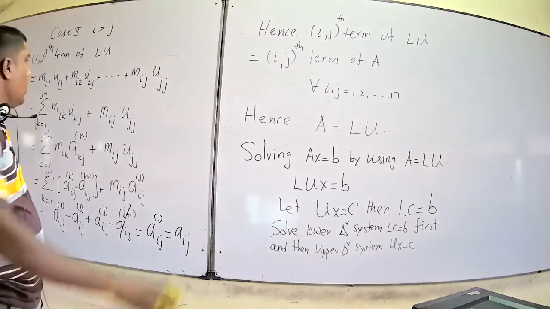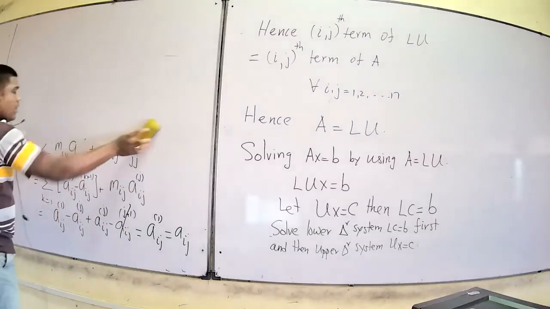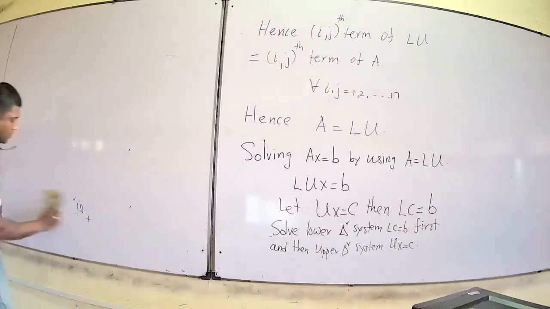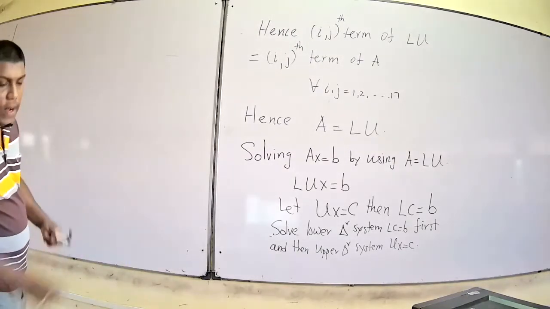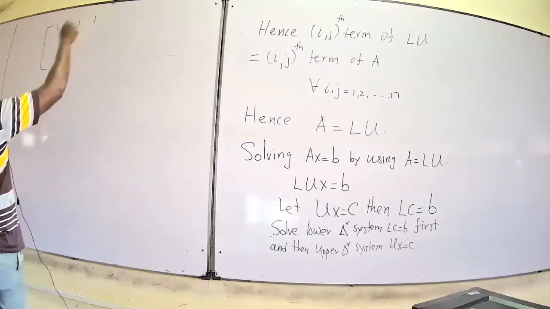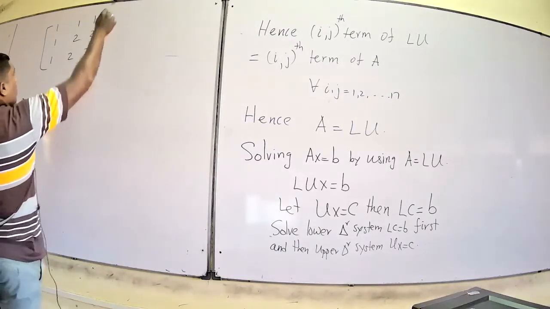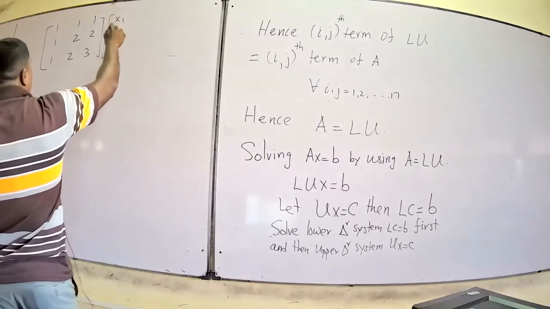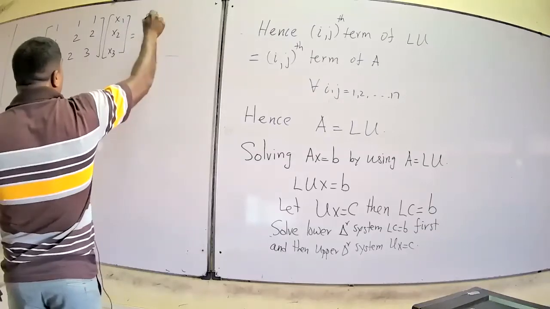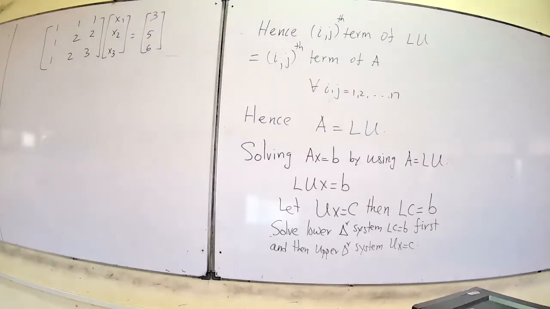Let me go back to the first example I did in the class and show you how we can do this. This is what I gave: the matrix 1 1 1, 1 2 2, 1 2 3, times x1 x2 x3 is equal to 3 5 6. This is the example I gave you.